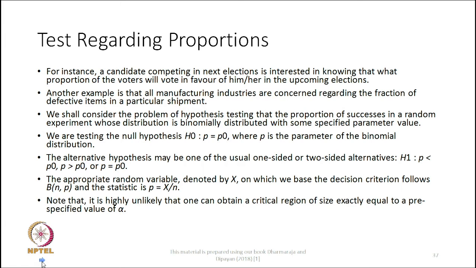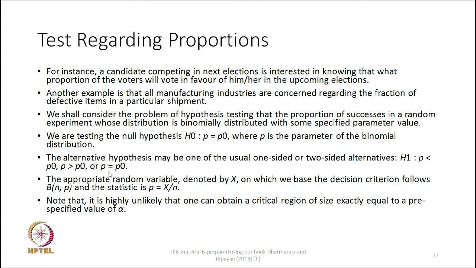So, the alternate hypothesis may be one of the usual either two-sided or one-sided alternatives. If the null hypothesis is P is equal to P naught, then the alternate hypothesis is P is not equal to P naught. There is a small mistake here: the last one has to be P is not equal to P naught.